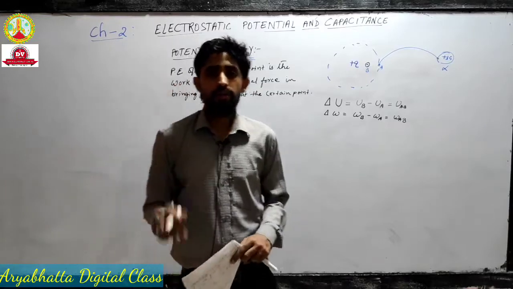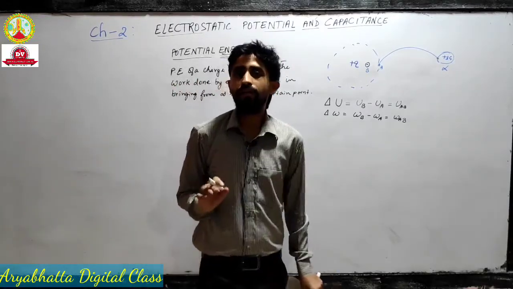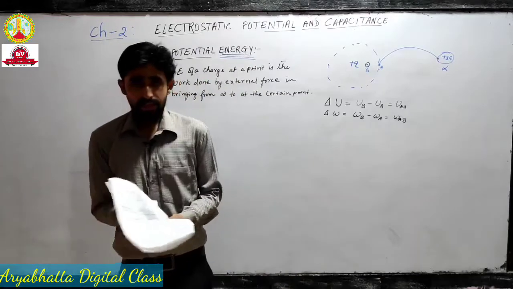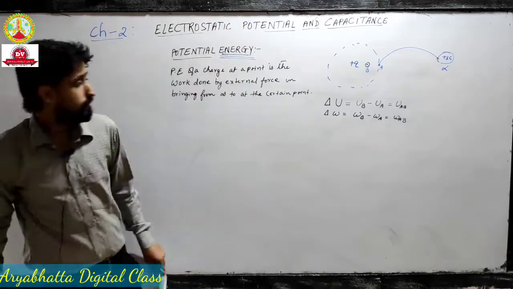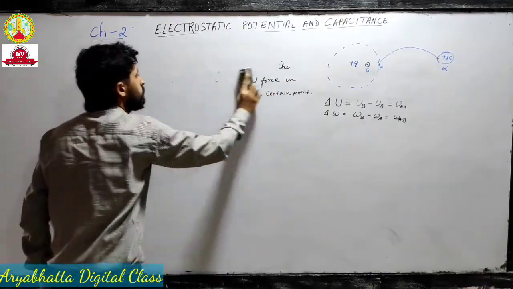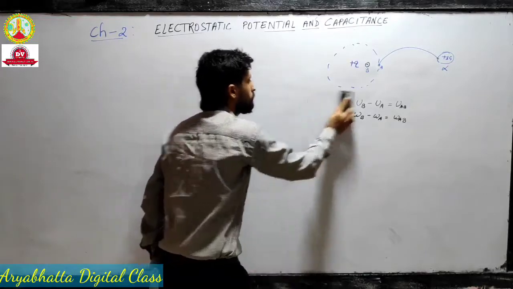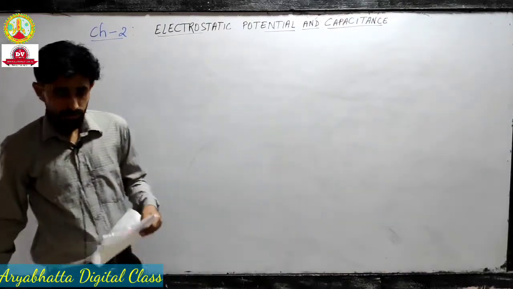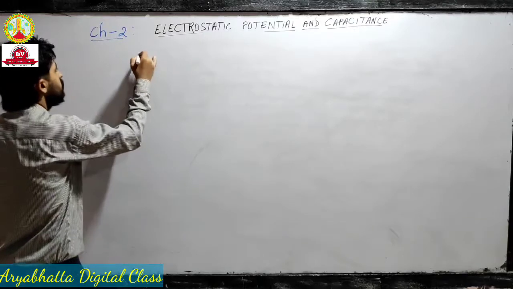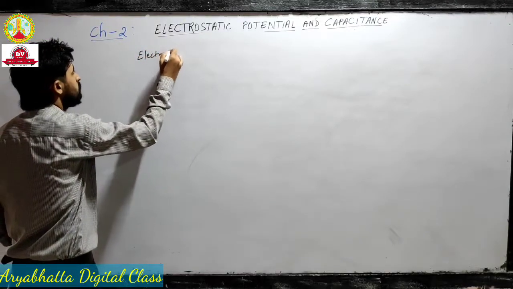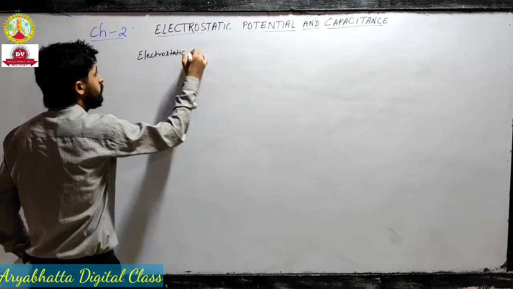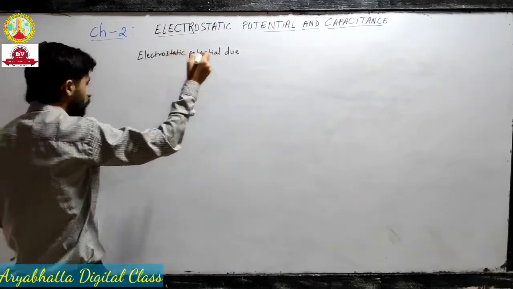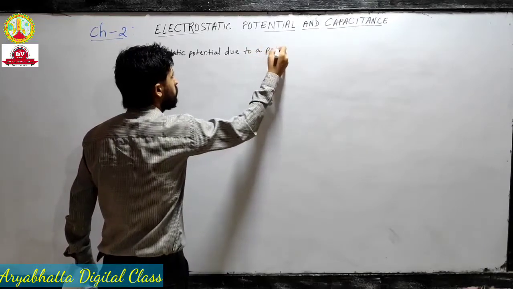Now we are going to derive one formula for the electrostatic potential. Fine. So let's write the topic now. So your next topic will be electrostatic potential due to a point charge.